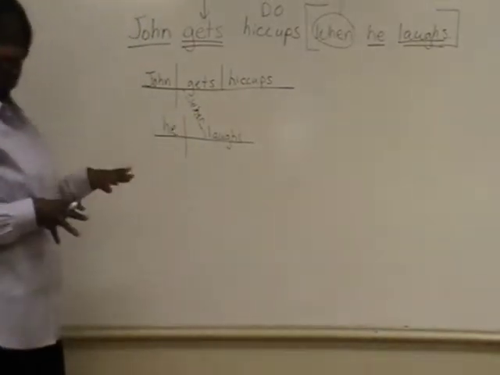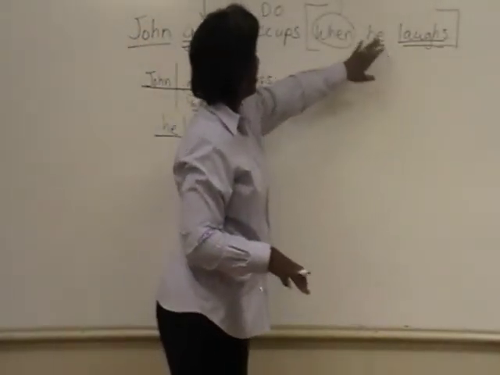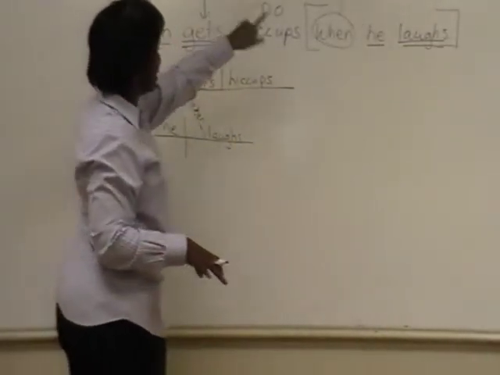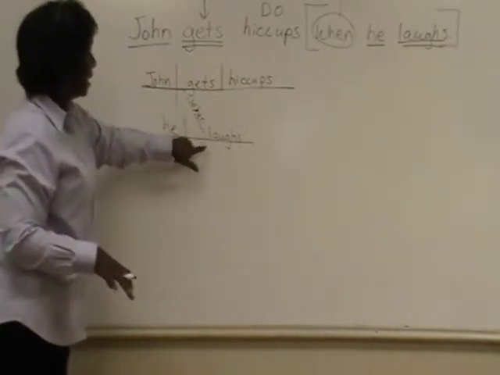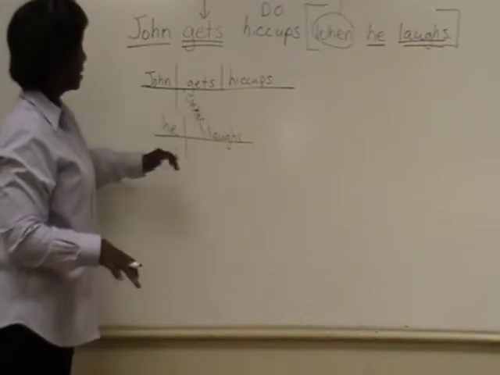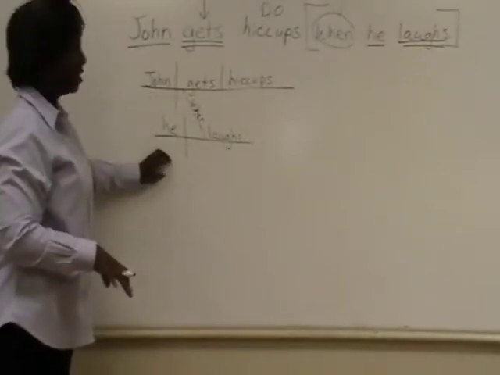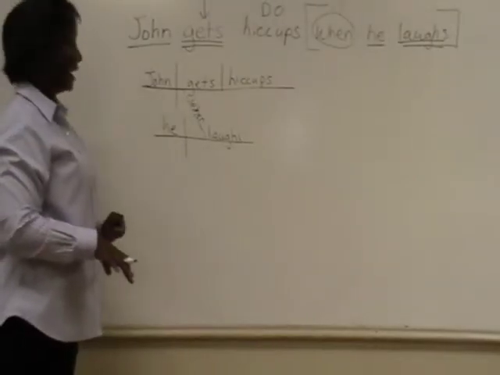I know it looks a little confusing, but remember that the last part is actually saying he gets them when he laughs. This is under because it's subordinate, which means this is not your main clause. Your main clause is "John gets hiccups," and he does it when he laughs.